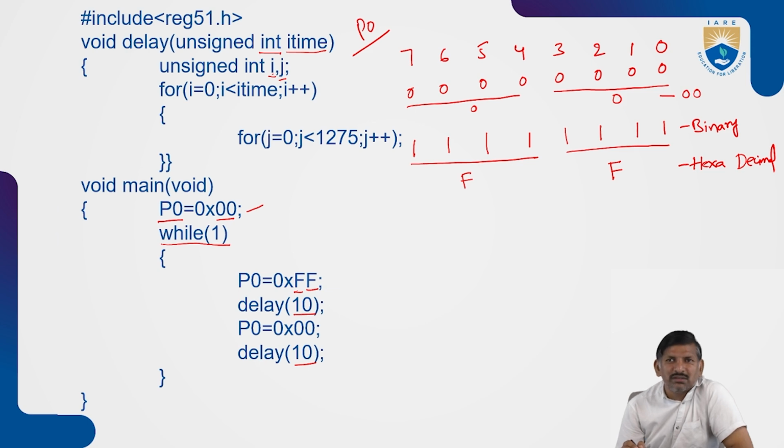So 1 means always true. So this function is repeated an infinite number of times. Like this, I am blinking port 8 LEDs.